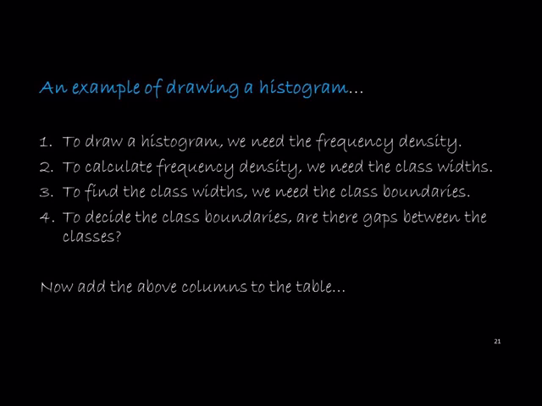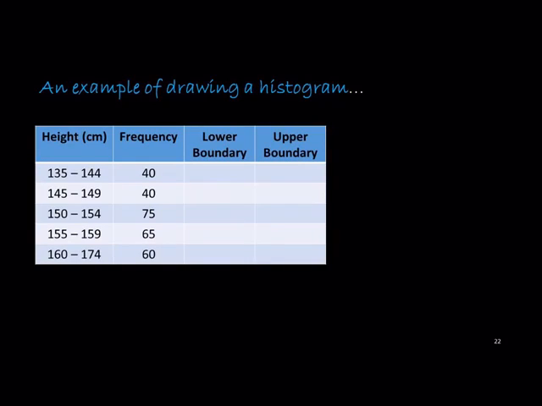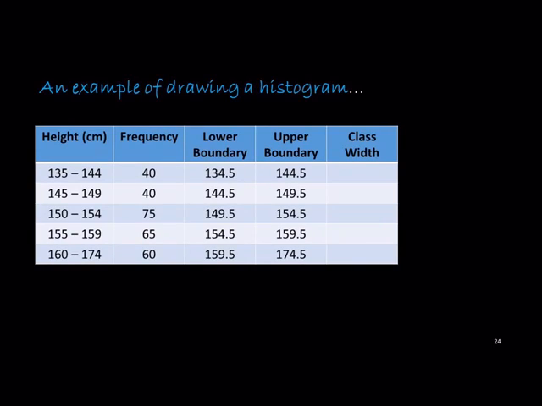So we're going to add some columns to our table. Let's add the lower boundary and the upper boundary. Now, in this case, our data does have gaps. We go from 144 to 145. So if we have gaps, that means we use the middle value between the gaps. So here are the lower boundaries and the upper boundaries.